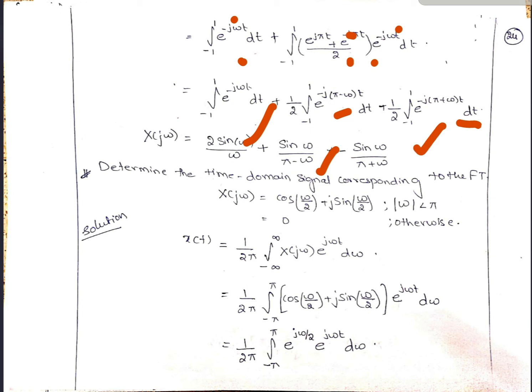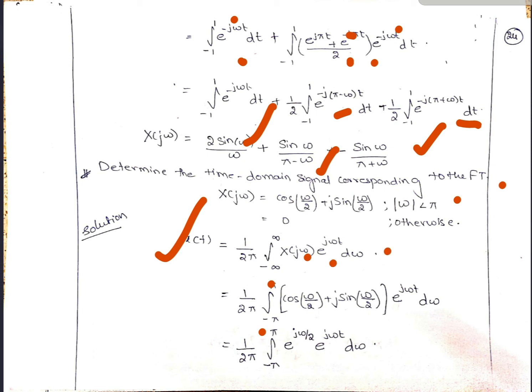Now let us see the next problem. Determine the time domain signal corresponding to the Fourier transform. So here the Fourier transform is given. You have to find its equivalent. X of j omega is equal to cos omega by 2 plus j sine omega by 2 for mod omega less than pi. Now we know that here it is from minus pi to plus pi. So here this is the formula, x of t is equal to 1 by 2 pi times the integral from minus infinity to plus infinity of X of j omega e raised to j omega t d omega.